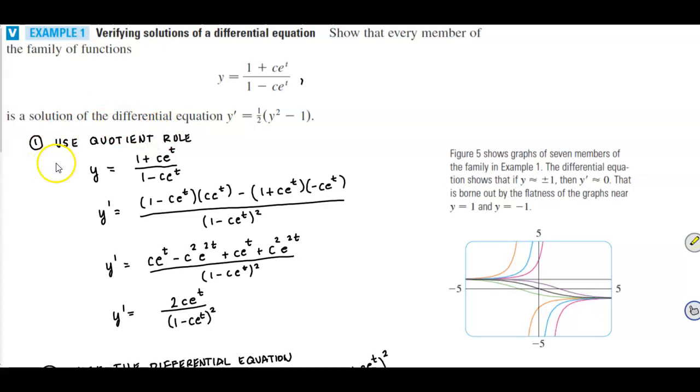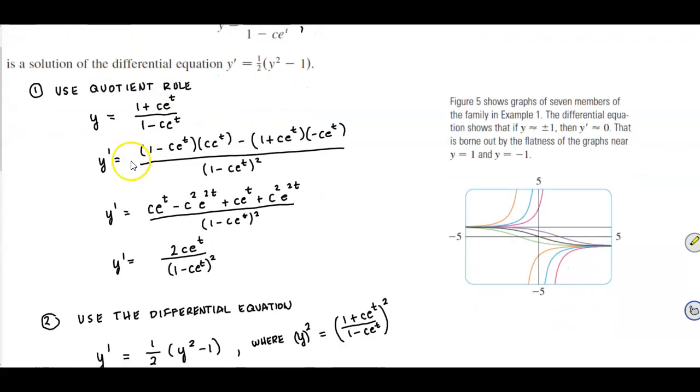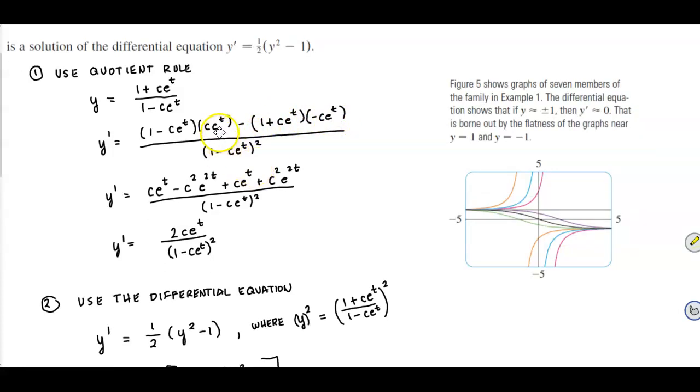Now the first thing we want to do is find the derivative of this function. So we're going to use the quotient rule: low times the derivative of the high, minus the high times the derivative of the low, divided by the low squared. We distribute in the numerator to get ce^t - c^2 e^(2t), and then we also distribute the negative to get + ce^t + c^2 e^(2t).